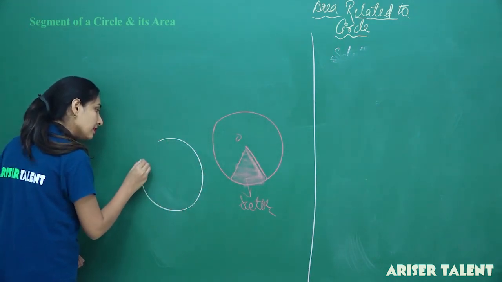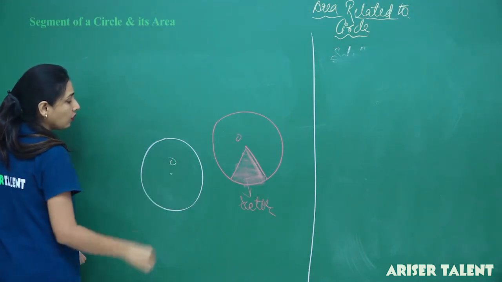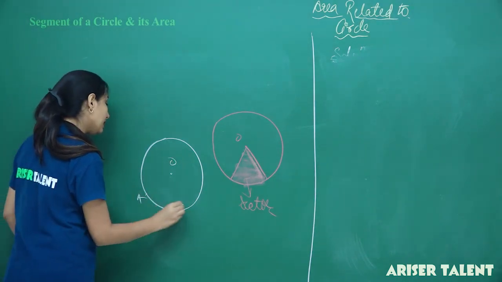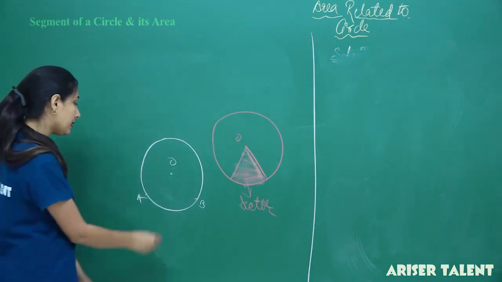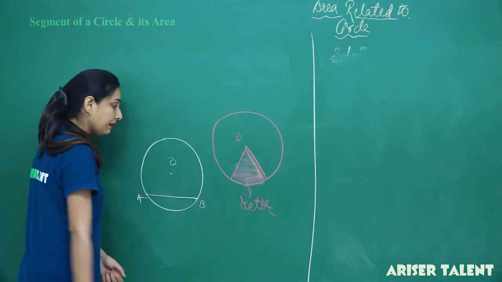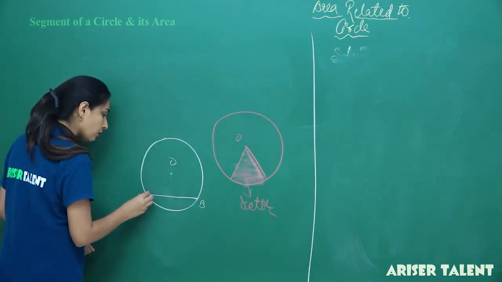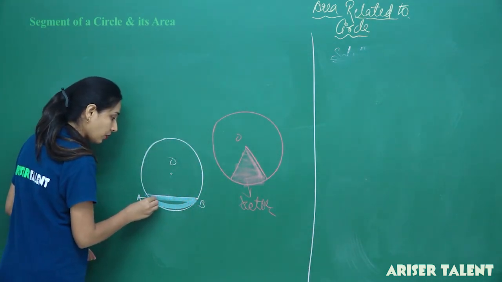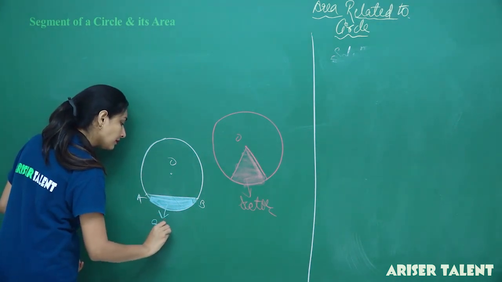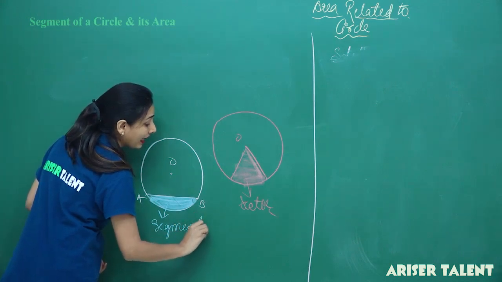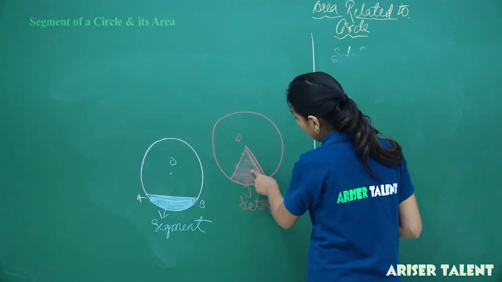If you're having this circle with some radius, center O, and you're having this A point here and B point there, but these points are not meeting with the center, but these points are forming a line meeting each other. So this portion, this shaded portion, will be known as what? What, students? That will be your segment.